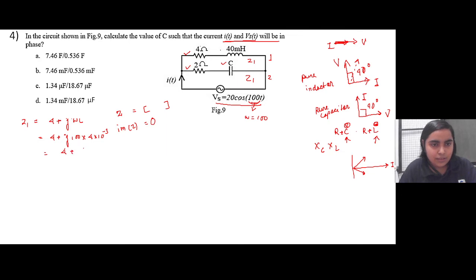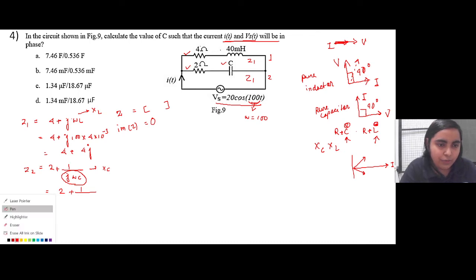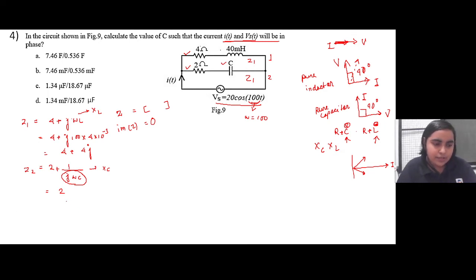So this is 4 plus 4j, Z1, and Z2 is given by the other branch, that is R plus 1 by j omega C, right? This is XC and this was XL. So 2 plus 1 by j omega C. If you take j to the numerator, it will be a minus sign, right? For our convenience right now, let's not put in the value of omega and C, just write it in terms of XC. We will put the value at last because we have to solve this equation and it will become cumbersome. So let's just take the j on top.